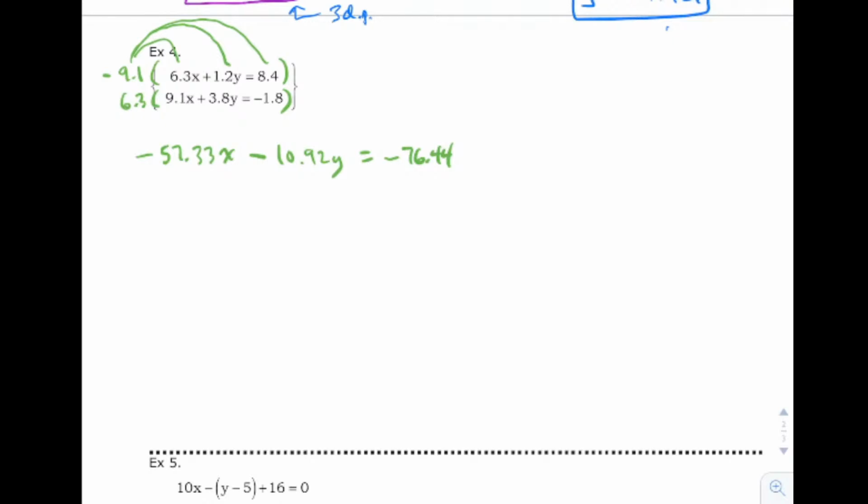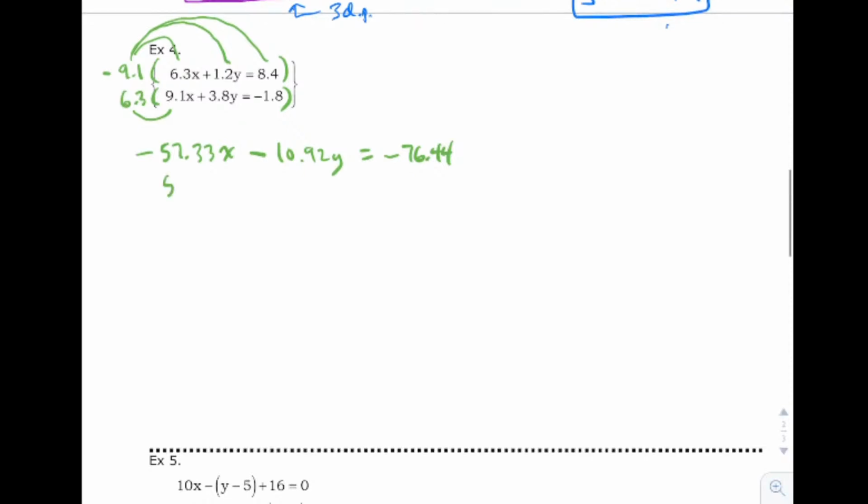Now my bottom equation, I guarantee this, right? But I'm just going to push buttons just to humor myself. 6.3 times 9.1 is indeed 57.33x, and it's positive. 6.3 times this, well, that's going to be positive too. 6.3 times, what the heck we got? 3.8 is, we've got a 23.94. And then over here, when you multiply the 6.3 times this negative number, you're going to get a negative. So what is it? 6.3 times 1.8, boom! It is an 11.34 negative.